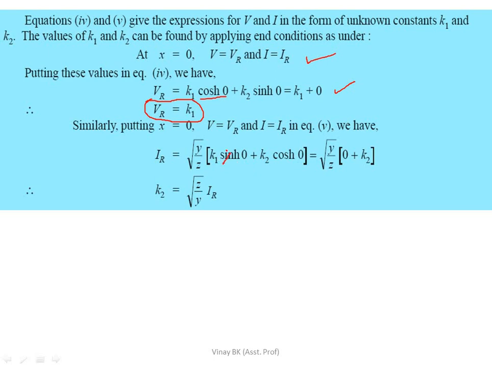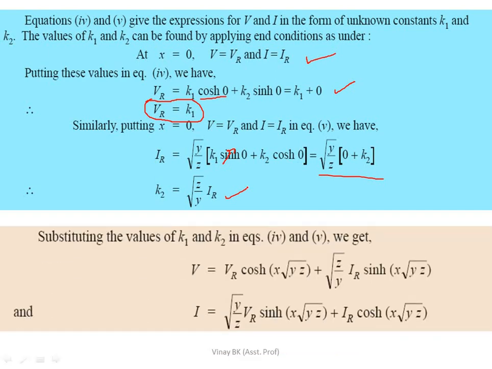Sin h0 is 0, cos h0 is 1, so that Ir equals square root of y by z into k2. With the help of this, you can write the value of k2 as square root of z divided by y into Ir. So now we have the unknown terms. Just substitute the values of k1 and k2 in equations 4 and 5, and we can get the final expression.